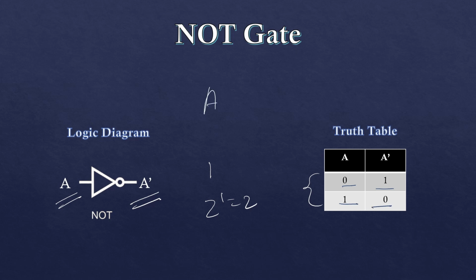If I represent the input as A, then the NOT gate I can represent as A dash. The dash just shows that it's a negation. So if A value is 1, then A dash will be 0. Or if A is 0, then A dash is 1. So we can represent it this way.